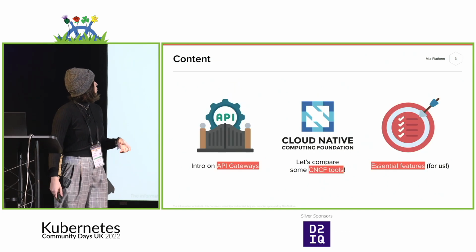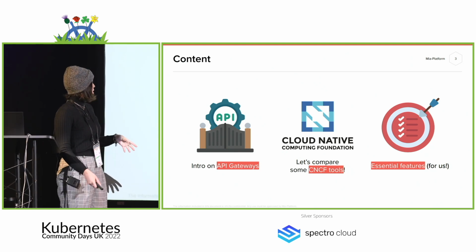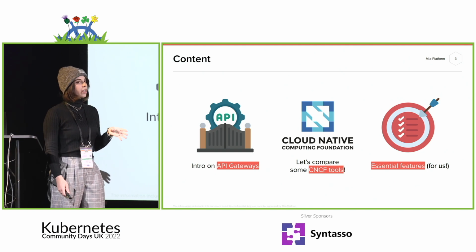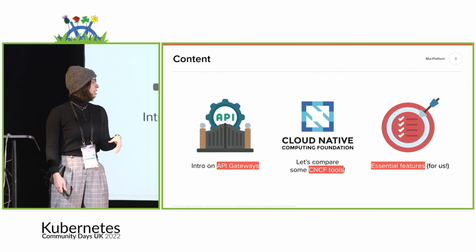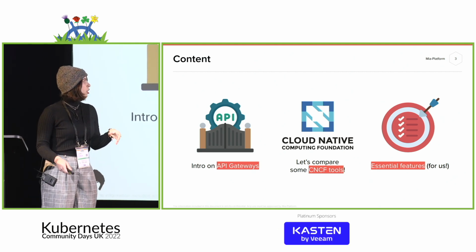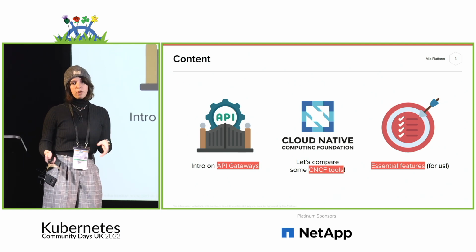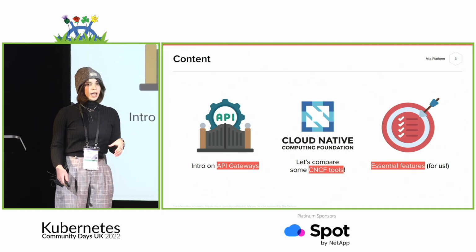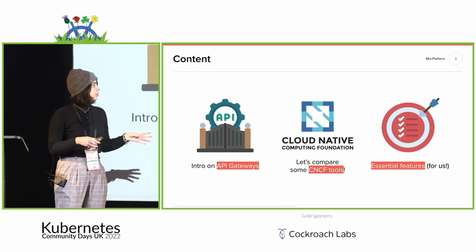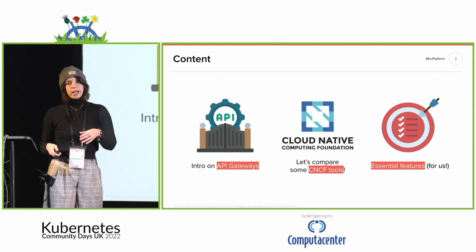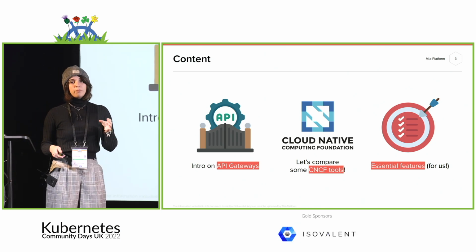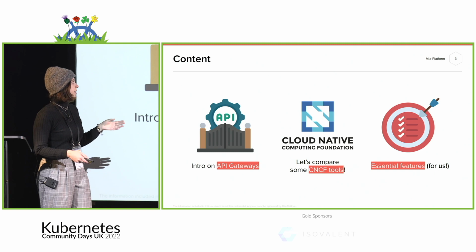But let's get to the main content of today's chat. So we will start with a little introduction on API gateways. We will see what they are and why they are so important for our applications. Then we will explore a selection of a few of the most popular tools from the Cloud Native Computing Foundation. We will see the main features, we will compare them, and finally, we'll take a closer look at a few features that were essential in our use case, and we will see how they were implemented in the different tools that we will see later on.